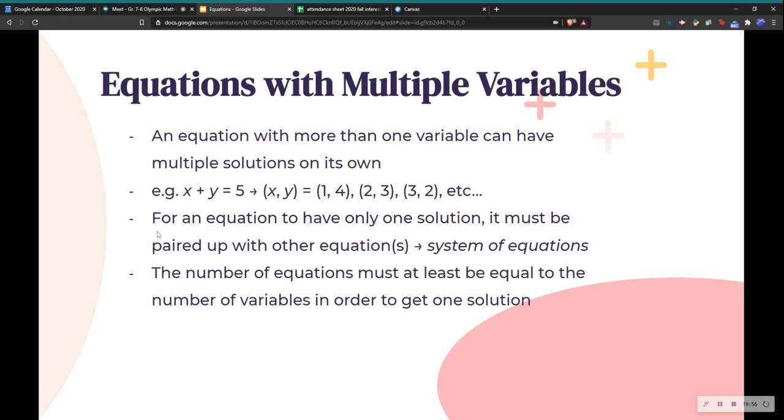But we want to look for an equation with only one solution. So for an equation to have only one solution, it must be paired up with other equations. So we call this a system of equations. And a note here is that the number of equations that you need to get one solution only must at least be equal to the number of variables. So basically, the number of variables you have determines the number of equations that you must have to get one solution. Are there any questions about that?